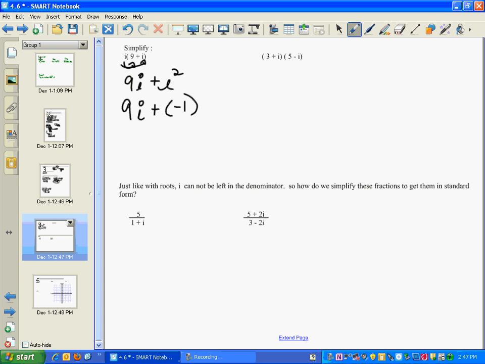And we have to make sure that we get our order right. What's the correct order to write this in? Exactly. And we're done.